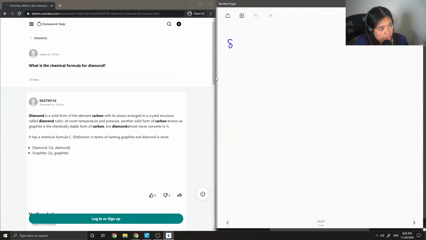So moving on to question 8. What is the chemical formula for diamond? So diamonds don't really have a specific chemical formula that we are used to, but basically it is an allotrope of carbon. So this, in other words, means that it contains repeating units of carbon.